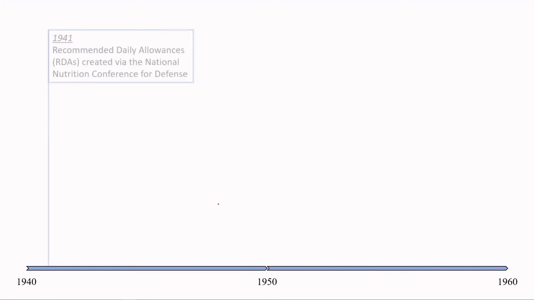In 1941, the Recommended Daily Allowances, or RDA, was published from the National Nutrition Conference for Defense. It was no coincidence that this coincided with the start of World War II and was based upon the excellent work of the USDA over the past decade, as we discussed earlier.